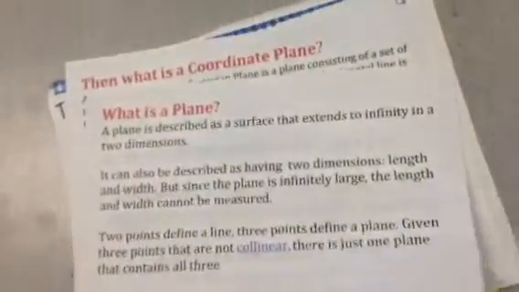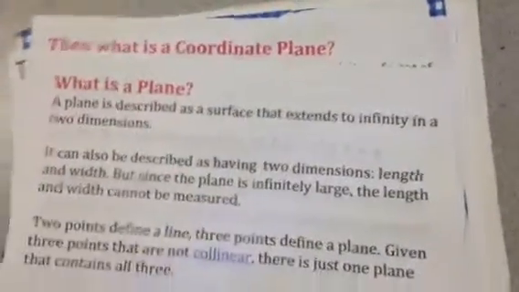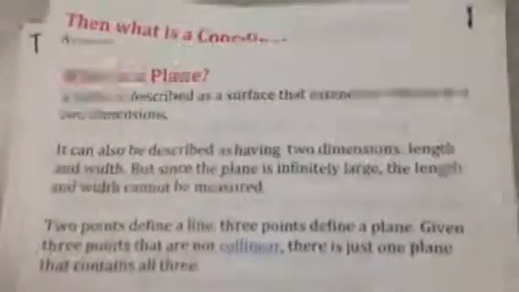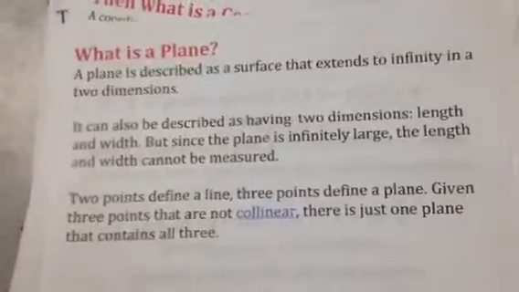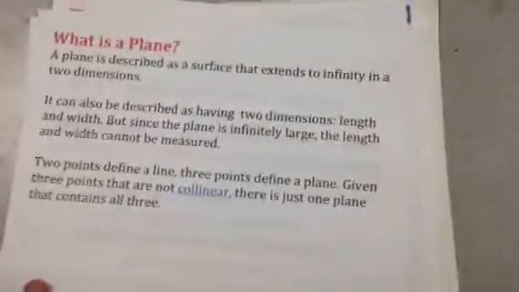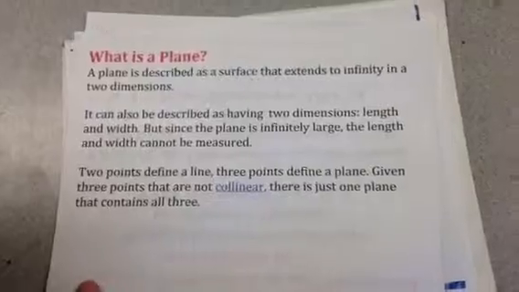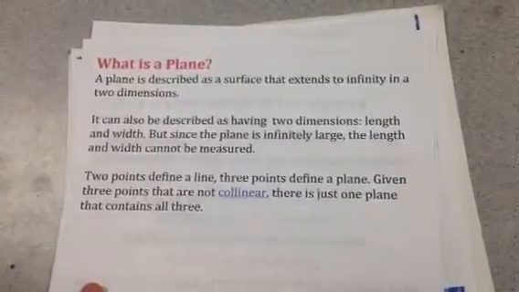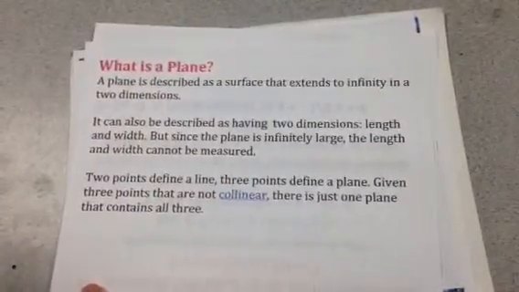What is a plane? A plane is described as a surface that extends to infinity in two dimensions. It can also be described as having two dimensions, length and width. But since the plane is infinitely large, the length and width cannot be measured.